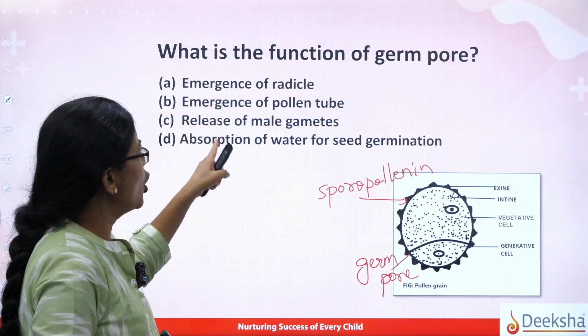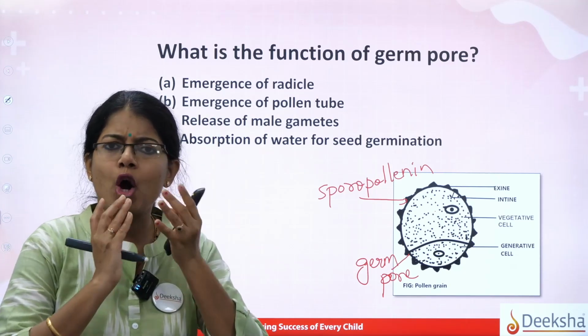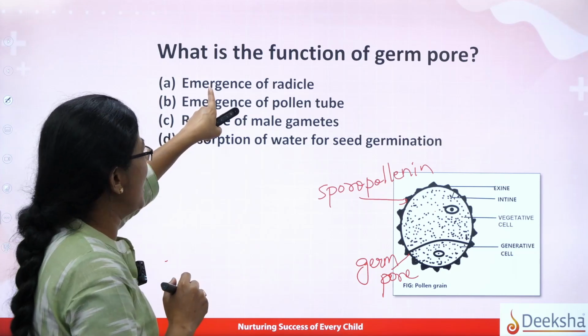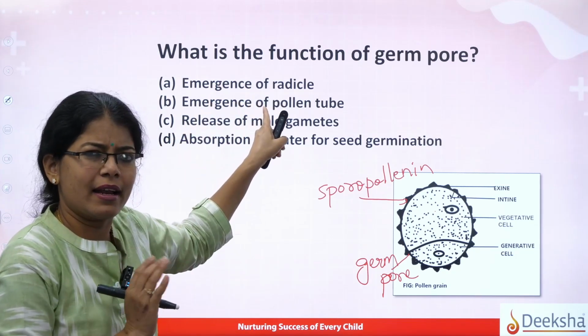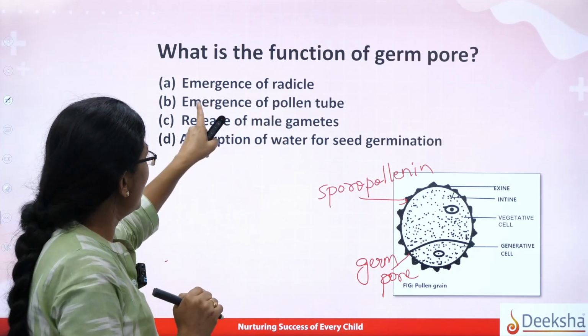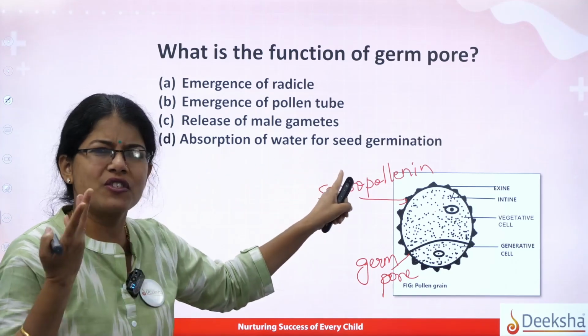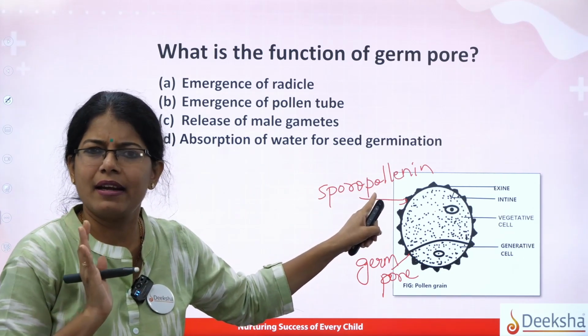Students, you will get some idea from the 4 options about which options you can reject or strike out. So option A, radicle is not connected, right? So it's a wrong answer. Again go to the next one. Option D, absorption of water for seed germination, again not connected, right?